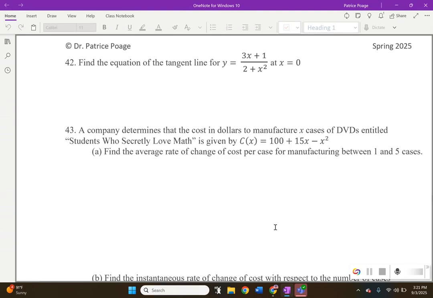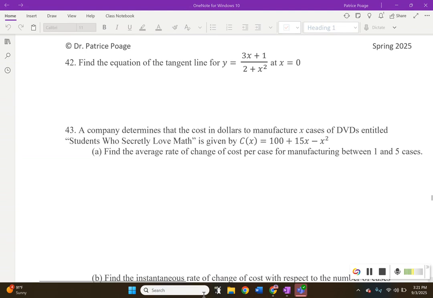Okay, number 42 says find the equation of the tangent line for y equals (3x plus 1) over (2 plus x squared) at x equals 0. So this is a calculator problem. We want to put this in our calculator and graph it.